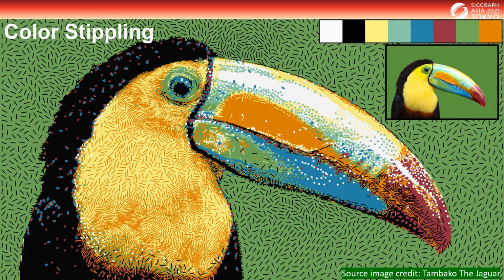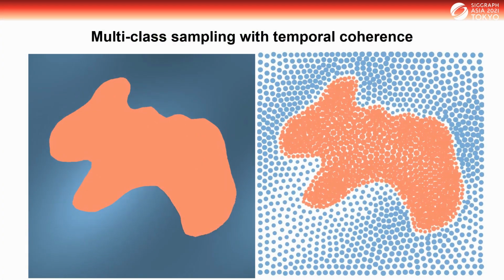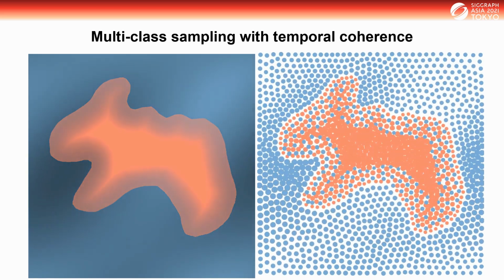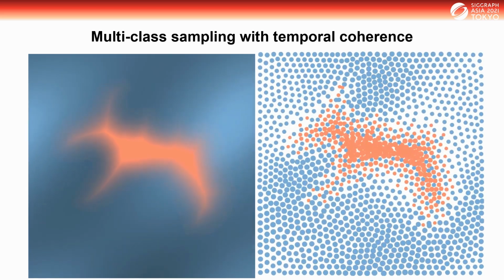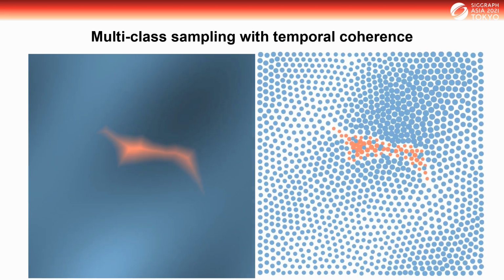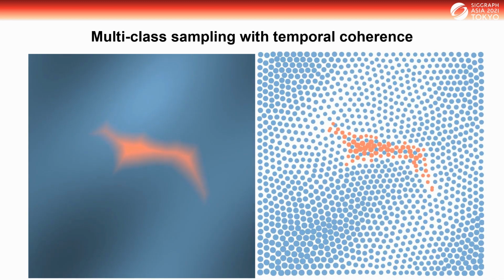Besides black and white, our MLBG allows us to create stippling with multiple colors and shapes. Our MLBG inherits the temporal coherence property from LBG. It can automatically refine the stipple number, as shown in this animation. MLBG is a multi-class blue noise sampling method which is temporally coherent, and with adaptive sampling number.